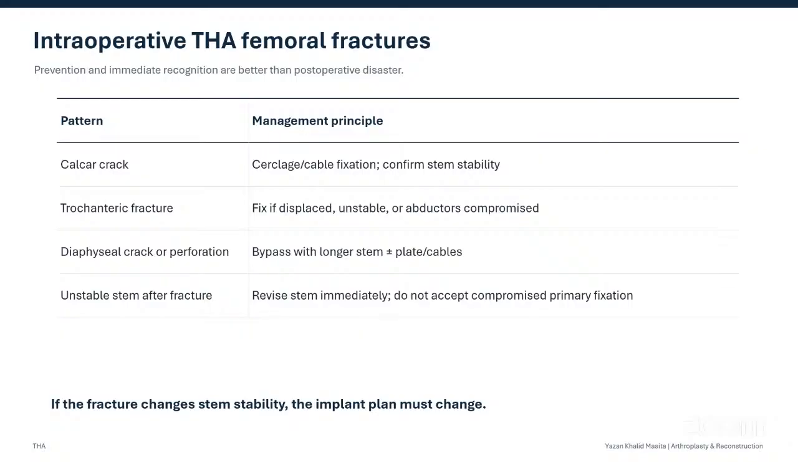For a calcar crack, when you see it, just use a cerclage or cable fixation and confirm the stem stability. For a trochanteric fracture, fix it if it's displaced, unstable, or adductor compromised. For a diaphyseal crack or perforation, bypass with a long stem or use a cable or a plate. Unstable stem after the fracture: revise the stem immediately. Do not accept compromising the primary fixation.